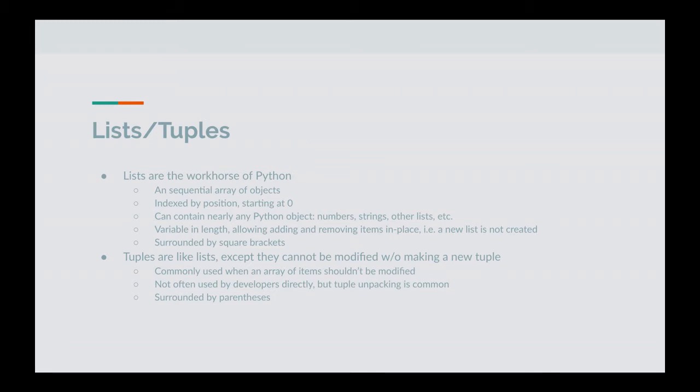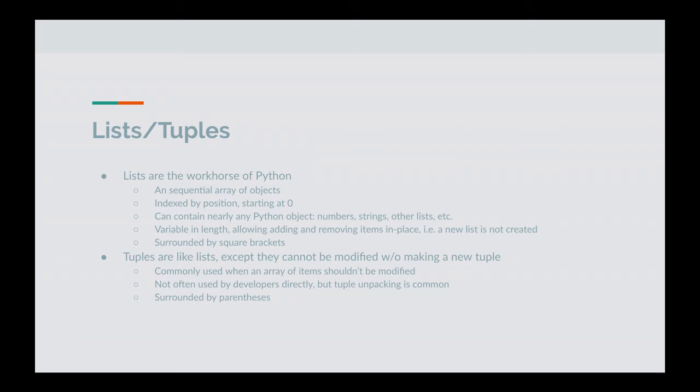Lists are variable in length. They are mutable, meaning you can change them in place. You can add, remove items from a list, and a new list is not created. It modifies that particular list that you're working with. You can identify a list because it is surrounded by square brackets. So if you have an empty list, or if you have only a single item in your list, it just has to be surrounded by square brackets, and Python knows that that means it's a list object.